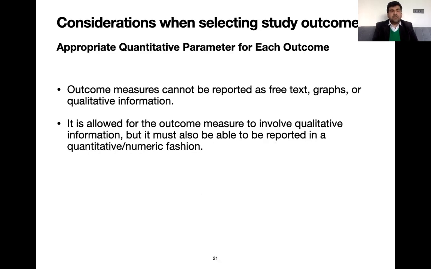And lastly, outcome measures cannot be reported as free text, graphs, or qualitative information. It is allowed for the outcome measures to involve qualitative information, but it must also be able to be reported in a quantitative or numeric fashion.